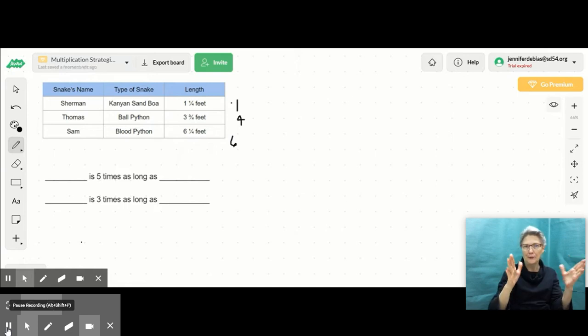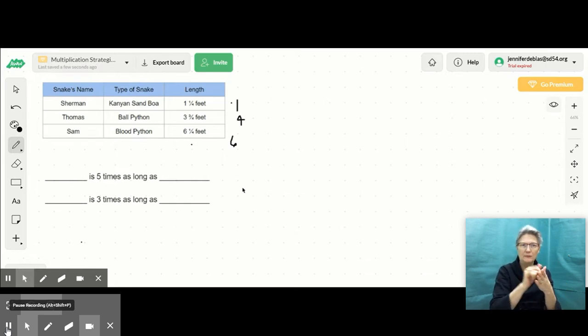So one of these snakes is 5 times as long as another. Well, I'm looking at my estimates here, and I'm looking at the lengths of the snakes, and I see here 6 1/4 feet, 5 times. Well, that could be 5 times as long as Sherman, right? Sam could be 5 times as long as Sherman, who's 1 1/4 feet. So let's just try to solve that. Let's make a guess there as a starting point and give it a go.